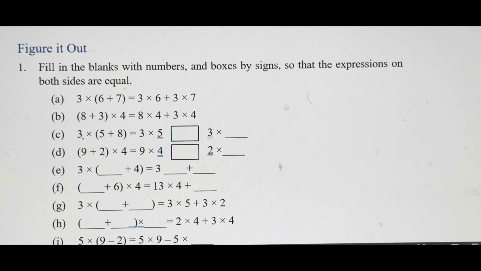So in this case, see, 3 into 5 plus 8. So that is 3 into 5. So there is a plus sign in between. So you will put a plus sign over here. And what is left is 8. So 3 into 8. Okay. Now 9 plus 4 into 9 plus 2 into 4. So 9 into 4 and then plus sign and 2 into 4. Right. This is similar to the previous one.